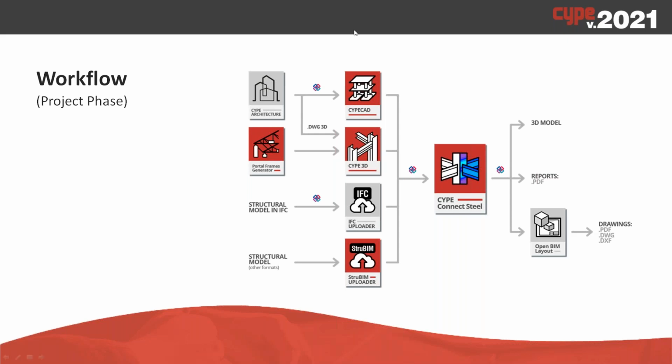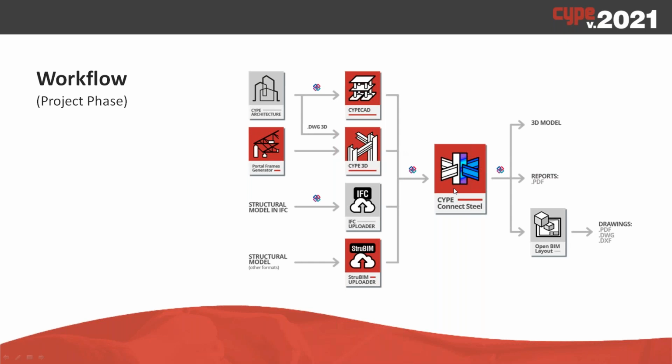The second step is to manage this information and start with it to define the structure. We can do this task with CYPECAD, for example, or CYPE 3D. Or the analysis and design of the main structure could also be done with other software. For this case, we have the third and the fourth line. They obtain all this information by an IFC format or an Arquimedes BIM uploader. And after this step, we will share the information about the main structure and the forces with the BIM Server Center. And this is the time to use CYPE Connect Steel.